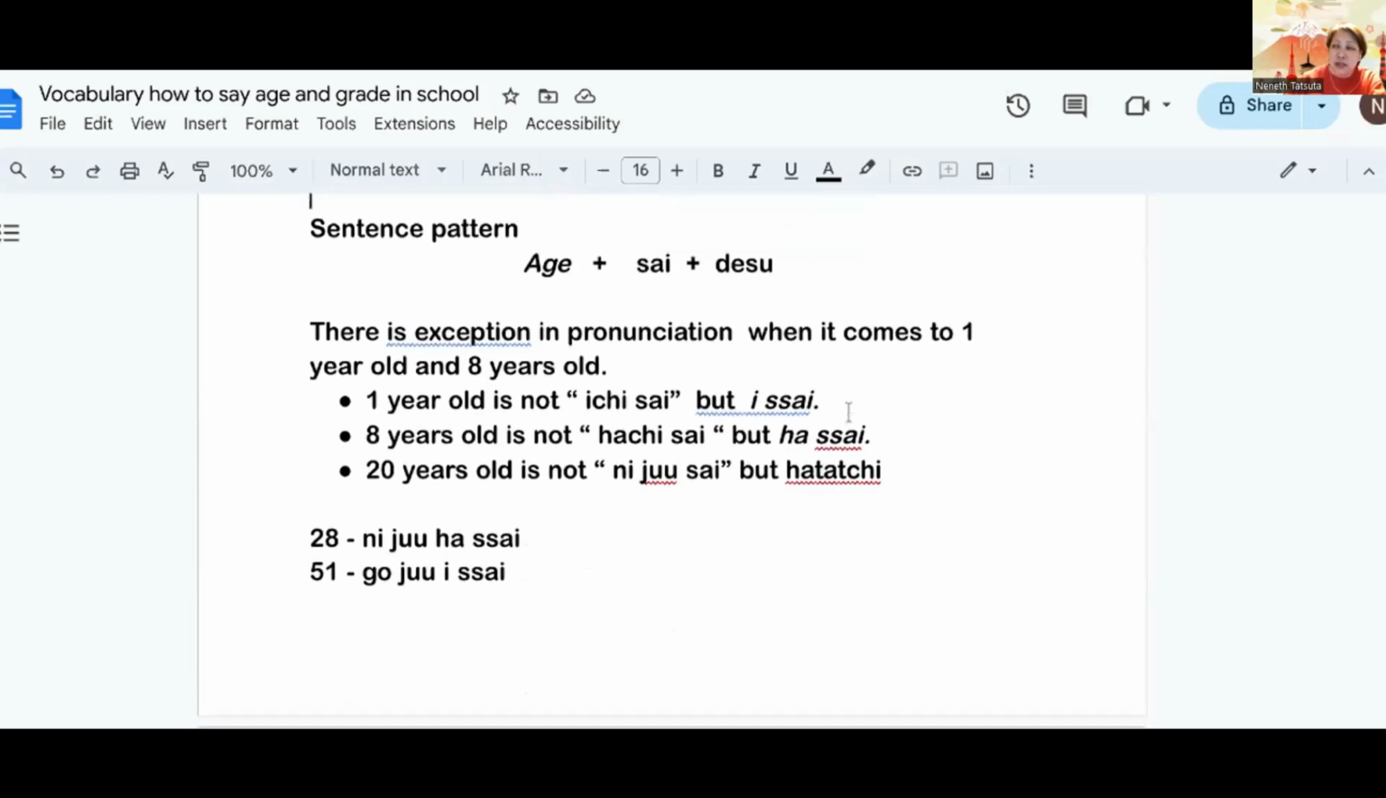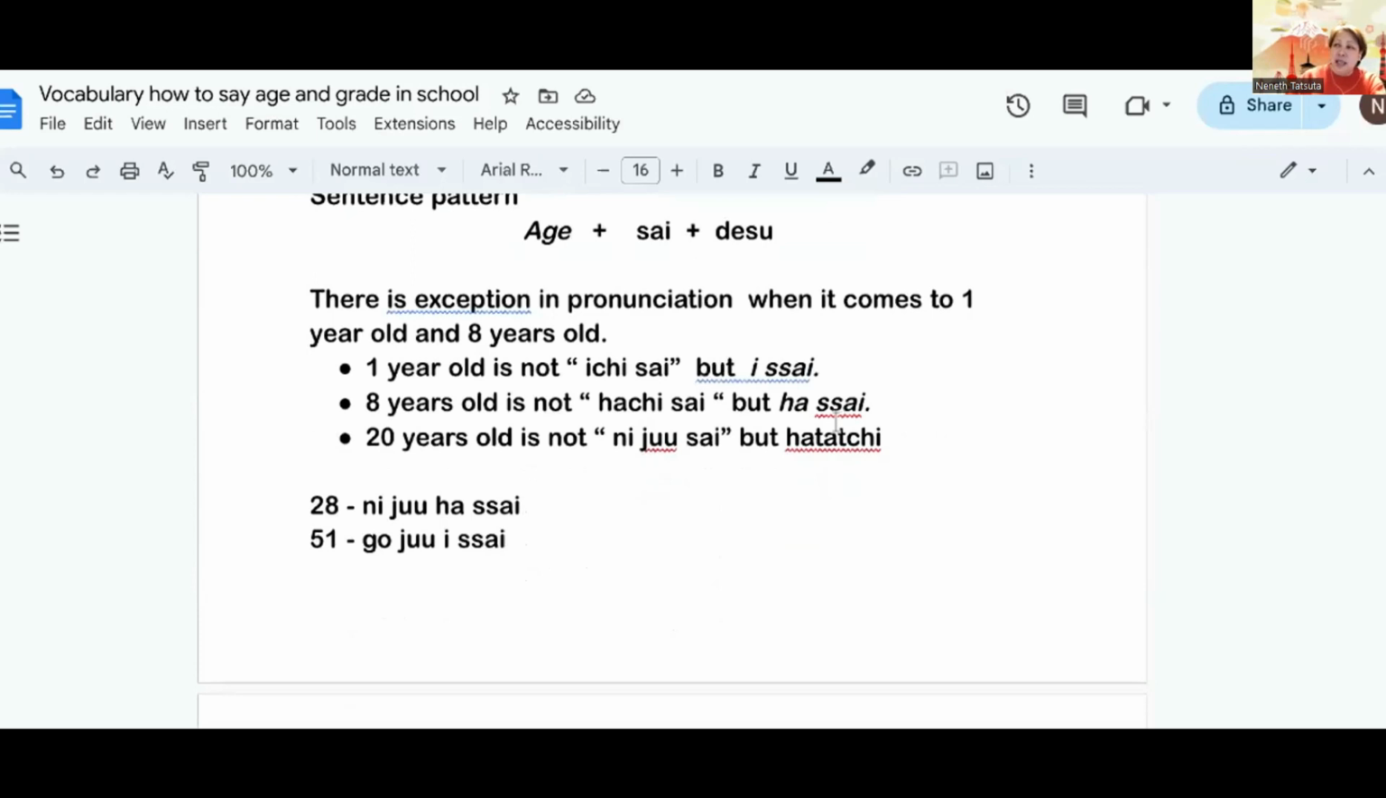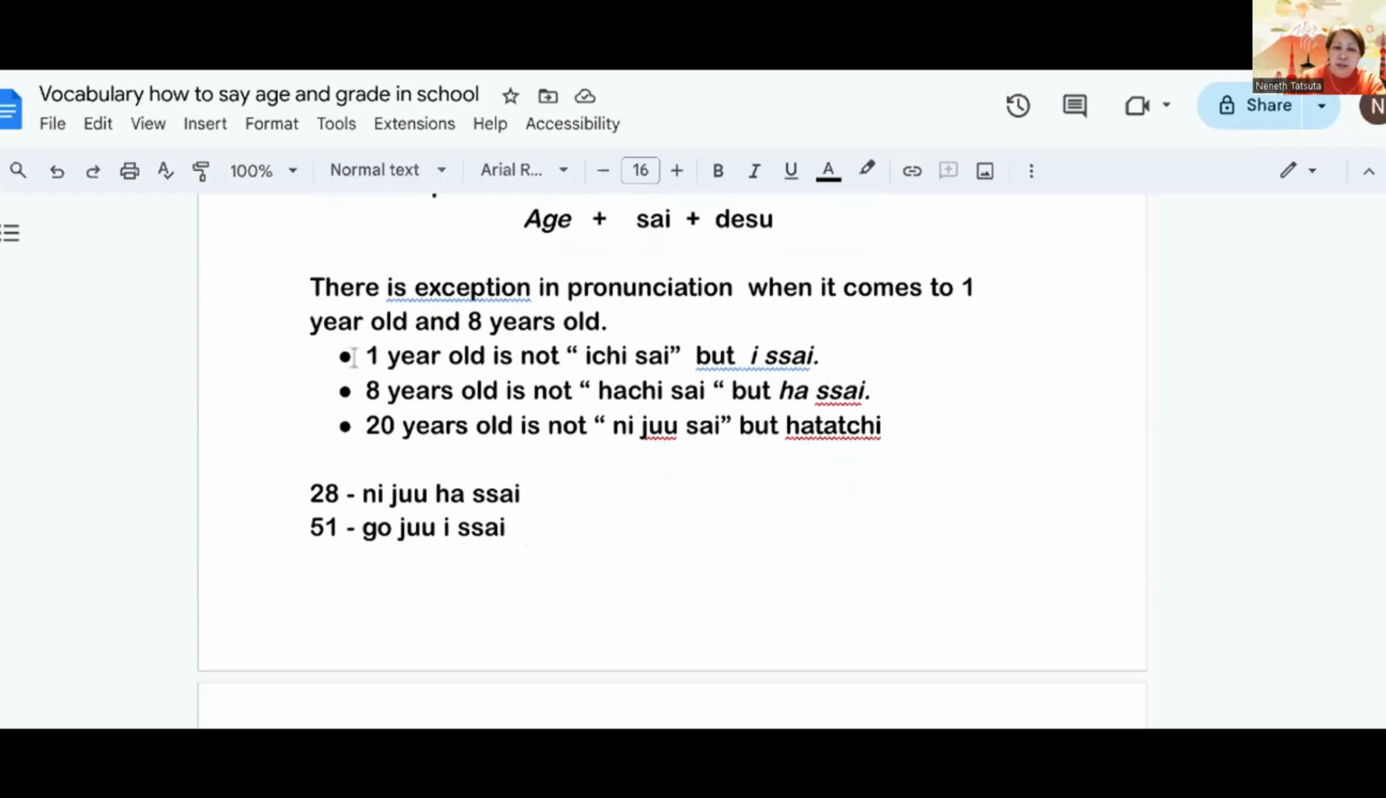Now there is an exemption in pronunciation. In writing, it is the same, whether in kanji, hiragana, or katakana. But in pronunciation, the 1 and 8 and 20 are different. For the 1-year-old, you will not say ichi sai. That is correct, ichi, because it is 1, and then you have sai for your age. But we do not pronounce this as ichisai.